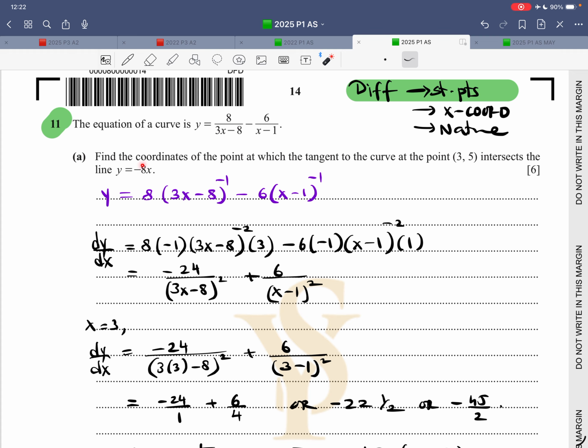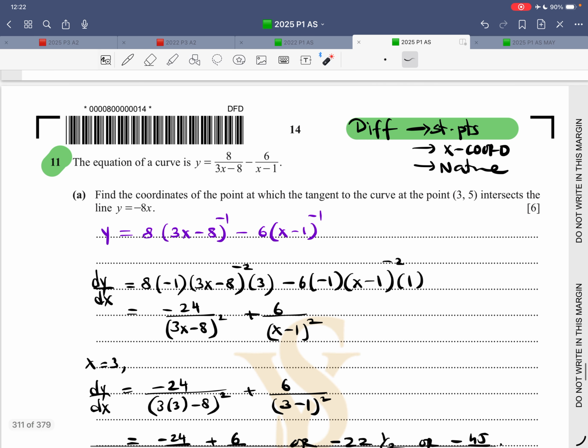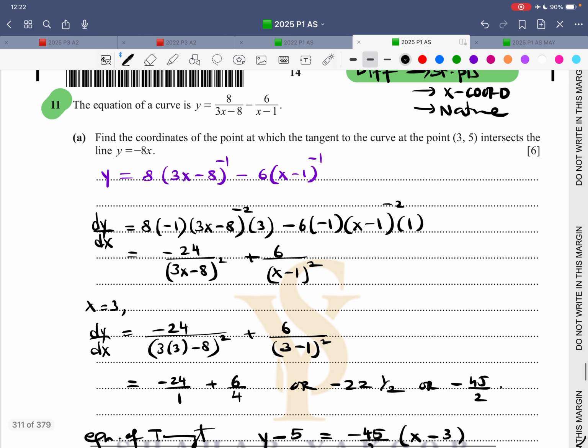The first thing, find the coordinates of the point at which the tangent to the curve at this point intersects the line y equals minus 8x. So yes, not only is it about the stationary point, it's also that the gradient of the tangent is dy by dx. It's also about coordinate geometry. So it's all in one question.